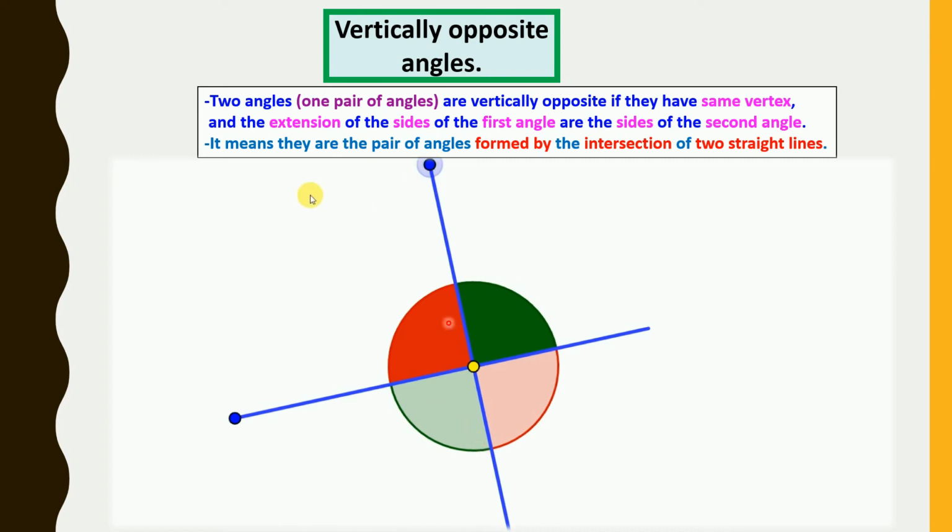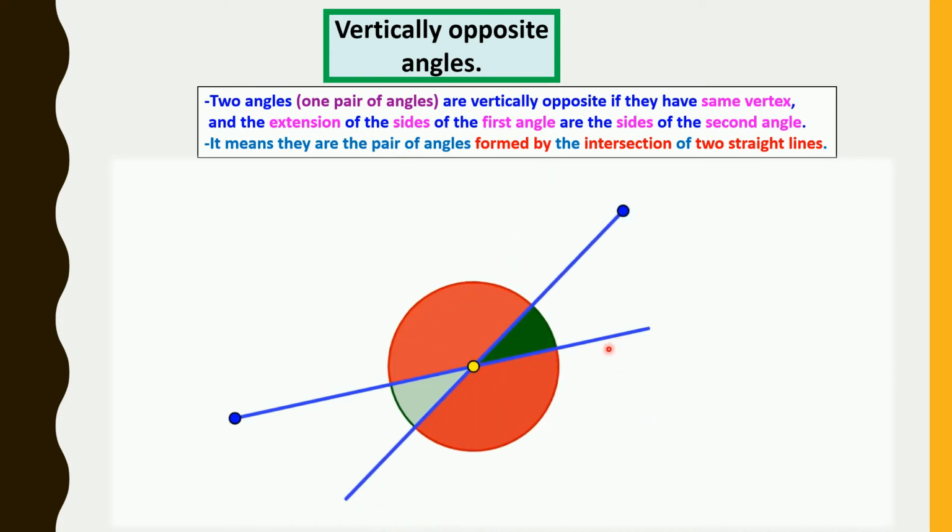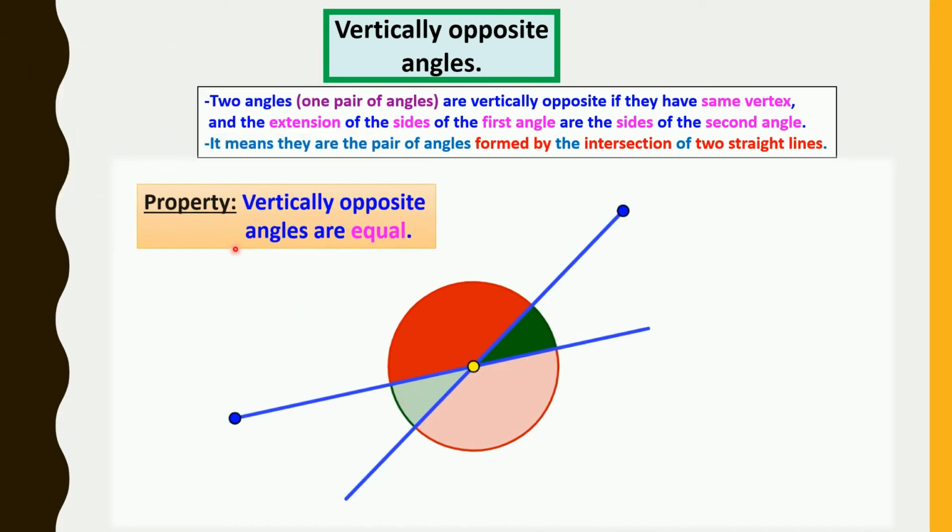In this special case where the two lines are perpendicular, four right angles are formed, and the four of them are equal to 90 degrees. Now let's rotate the two lines. Also, the two obtuse angles are equal. Also, the two acute green angles are equal. So a very important property: vertically opposite angles are always equal. This is a very important property.